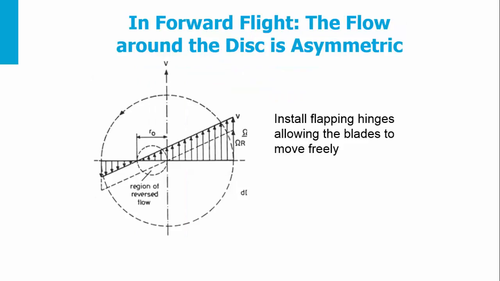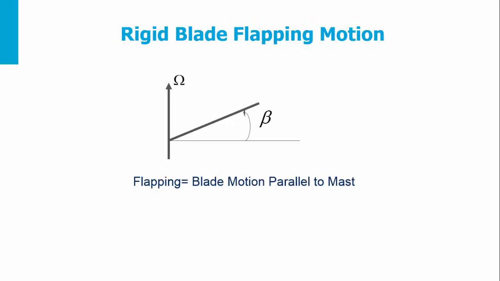Namely, if you look again at the rotor disc seen from above, in forward flight, the flow around the disc is asymmetric. The advancing blade has a velocity omega r plus v. The retreating side has a velocity omega r minus v. The solution of Cierva was to install flapping hinges around the blades. The flapping hinge allows the blade to move up and down.